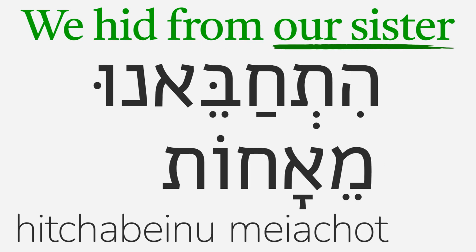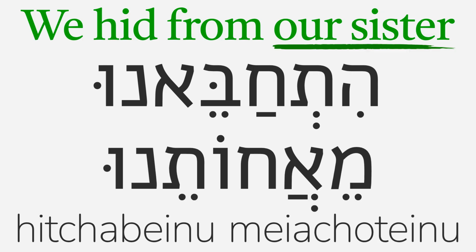To say our sister, we can add a nu suffix, which means our, to achot, which makes achotenu, which attaches to me. Hitchabenu me'achotenu. We hid from our sister. Hitchabenu me'achotenu.